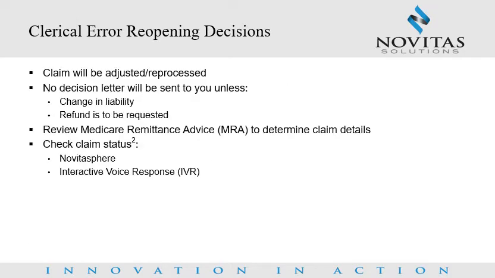Clerical error reopening decisions. When a valid clerical error reopening is submitted, the claim will be adjusted or reprocessed. A decision letter will not be sent to you unless there is a change in liability or a refund is to be requested. You will need to review the reissued Medicare Remittance Advice, or MRA, to determine claim details. Check claim status using Novitasphere or the Interactive Voice Response, or IVR.